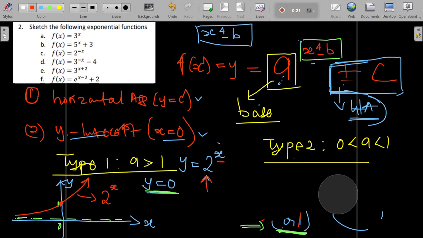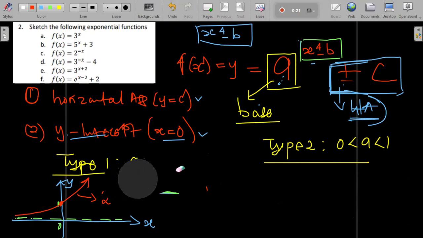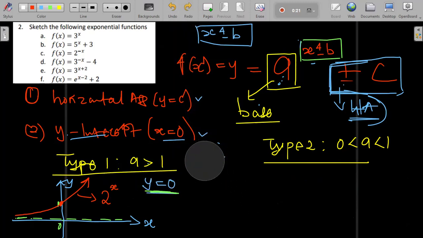All right, what about a type 2? For a type 2, let me not erase this so that we see the difference. For a type 2, this base here has to be between 0 and 1. So it has to be greater than 0 but less than 1. So for example, if I have y is equal to half, let me write this properly, y is equal to half to the power x. This one here is a type 2 graph. Why? Because the base is greater than 0 but less than 1.